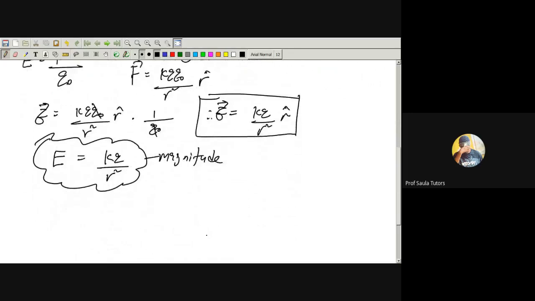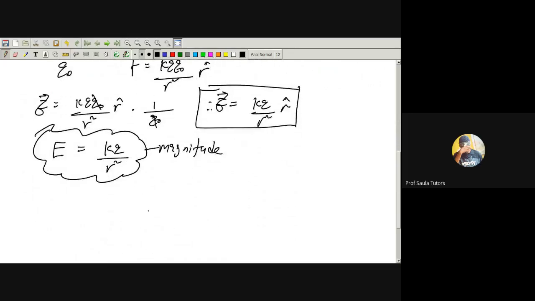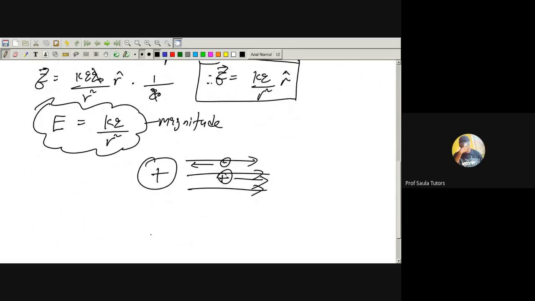In summary, take note: let's say we have an electric field created by this charge. Remember that it should be outward in this direction. If I place a positive charge in this field, it will also accelerate in the same direction. But if I place a negative charge in the field, it goes in the negative, opposite direction.